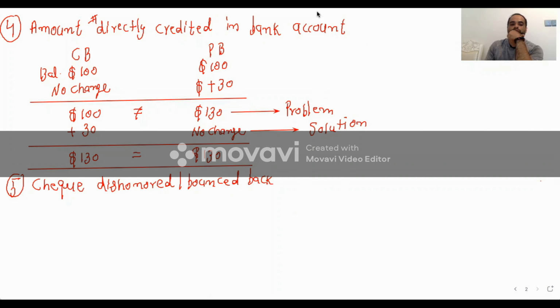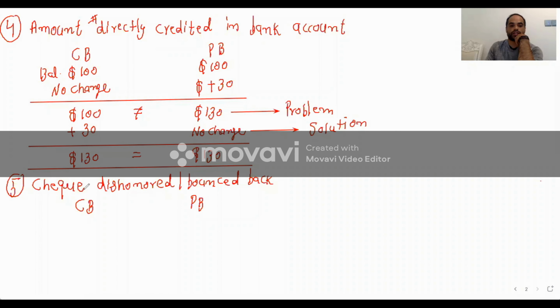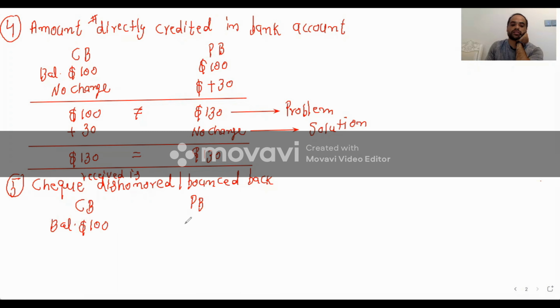All right, so now what will happen here? So cash book and passbook. Check received is dishonored. Check we received. So let's say balance is $100, so $100 in the beginning of the year. Now you receive a check.